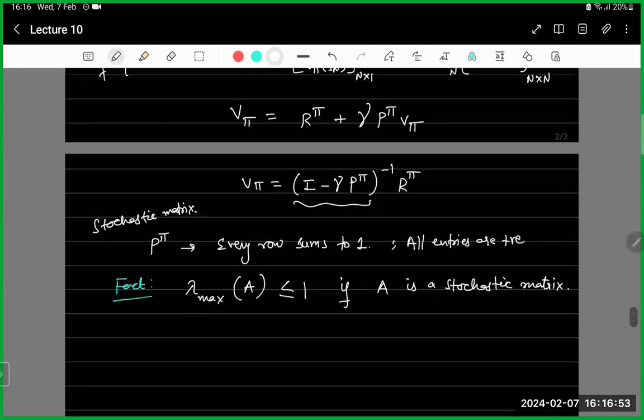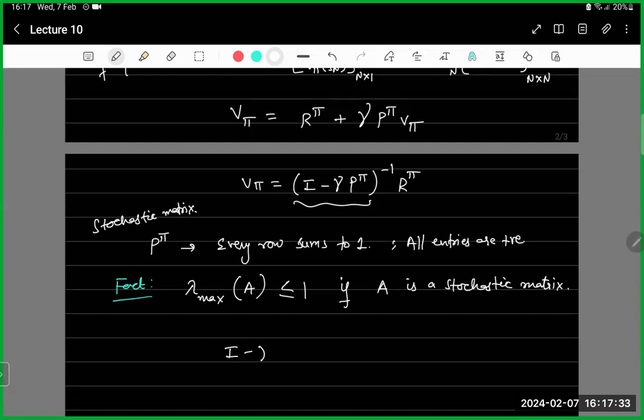Right? How can we show it? No, you take any stochastic matrix, the maximum eigenvalue of that matrix will be at most 1. So now this is the matrix which we are interested in. Now I want to show that any eigenvalue of this matrix is non-negative, sorry, non-zero, right? So how do you find the eigenvalue of a matrix?